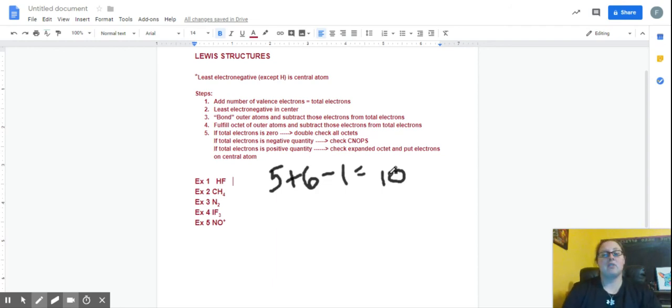I hope you're able to do those Lewis structures pretty easily. It just takes lots of practice, and you have to be able to do a Lewis structure to be able to do the rest of this unit. So get to it. Have fun.